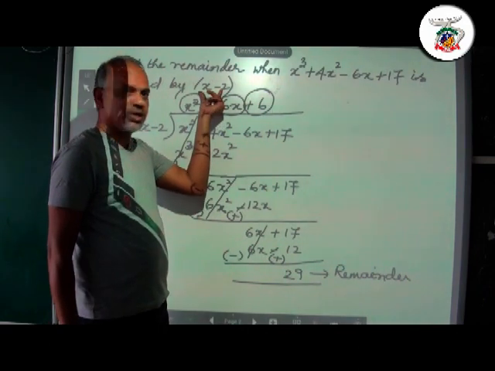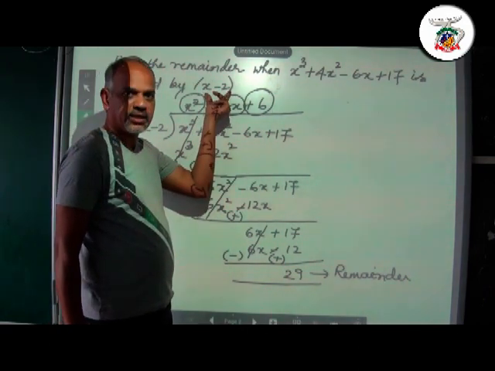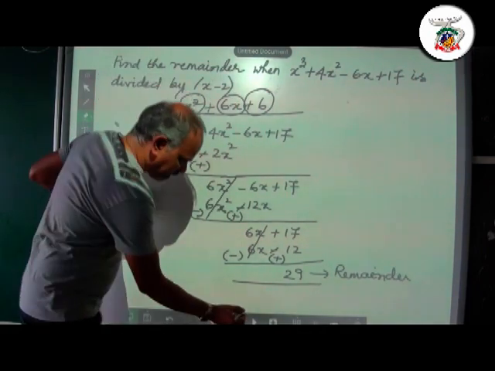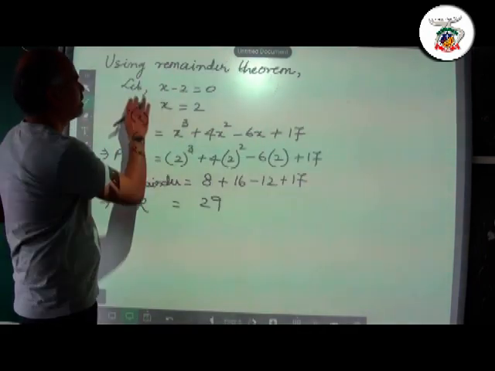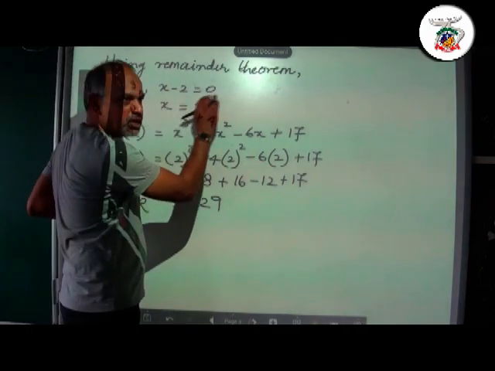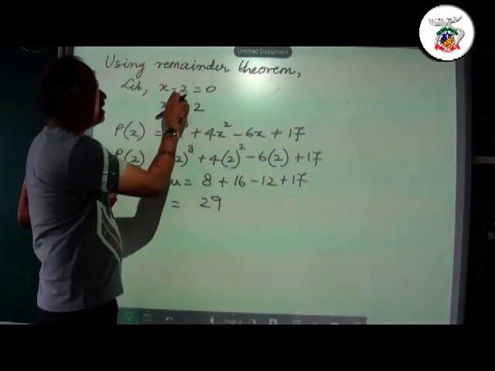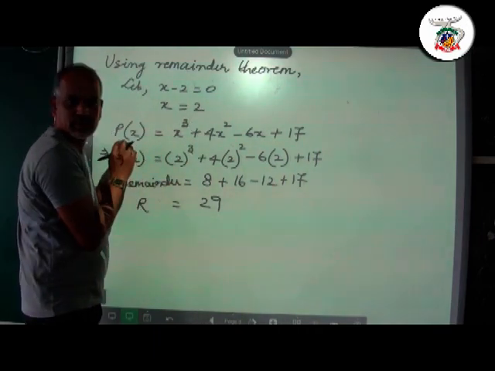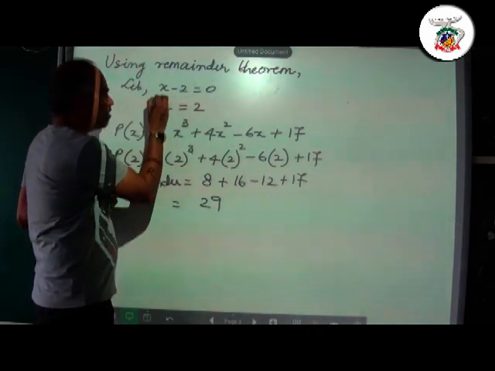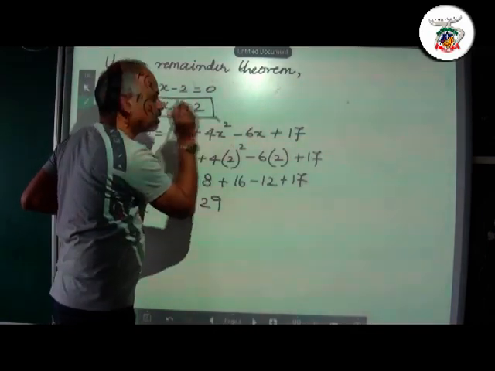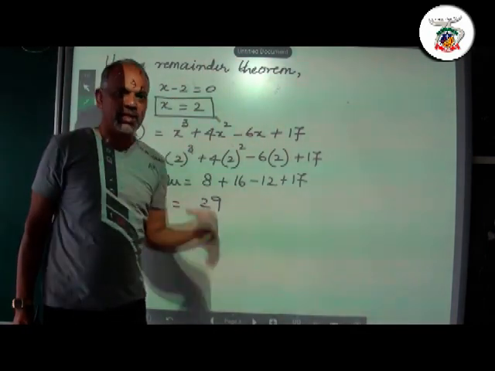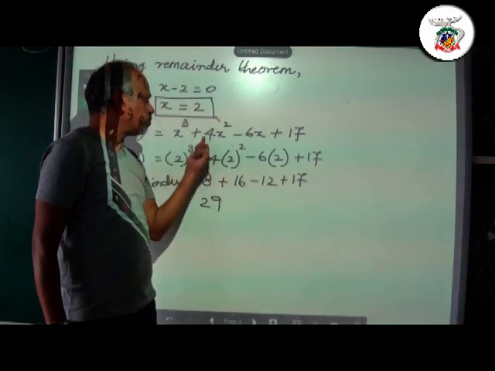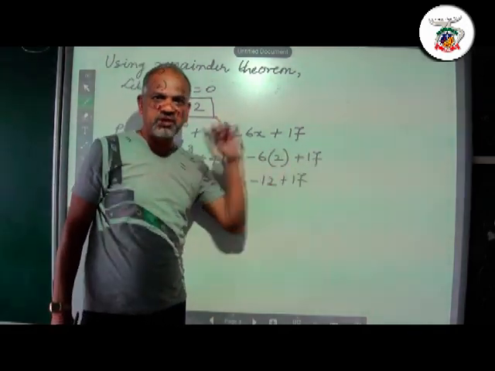Now what I am going to do in the remainder theorem is assume that this x minus 2 is equal to 0. So let x minus 2 be equal to 0. Then shift this minus 2 to the other side, and you get x is equal to 2. So you got a value of x. The x value is 2 here. And the polynomial that you are going to divide is x cubed plus 4x squared minus 6x plus 17.